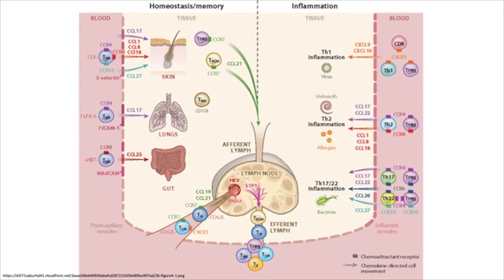Another example might be a T helper 1 inflammation, which is generally caused by a viral infection. That tissue is specifically secreting CXCL9 and CXCL10 as its ligands, and those are going to bind to CXCR3, which is a receptor, and it's going to attract T killer cells to that site. That makes perfect sense, because if you have a viral infection, you want T killer cells attracted to the site of the infection.